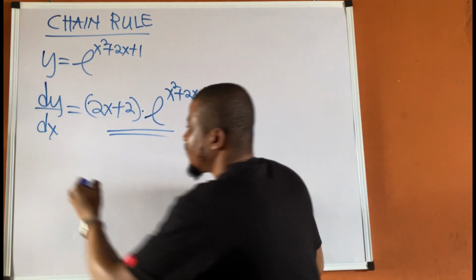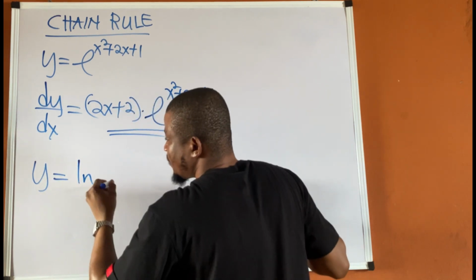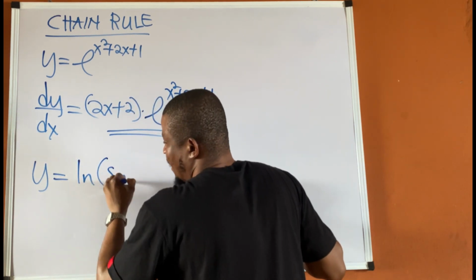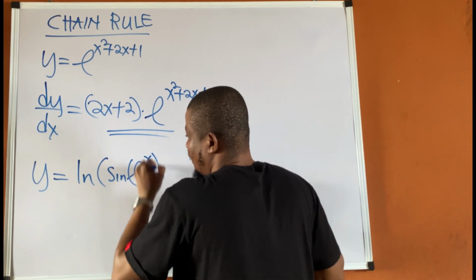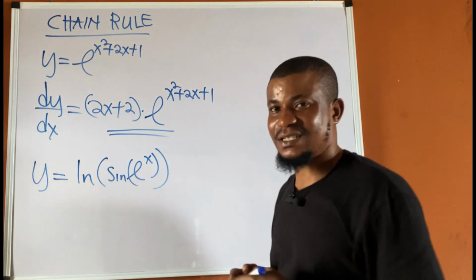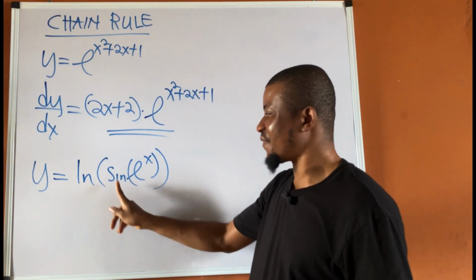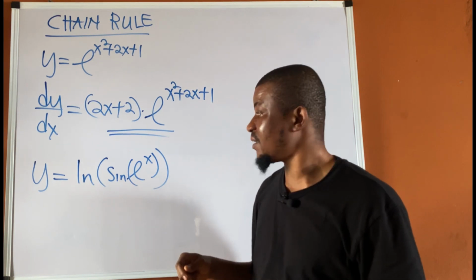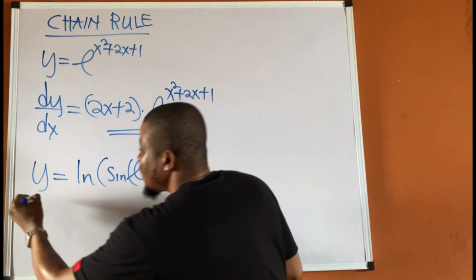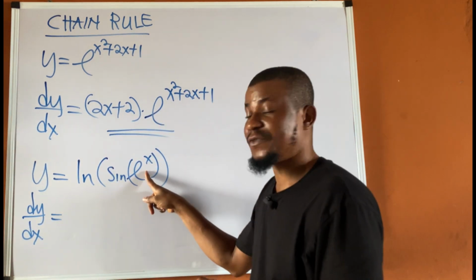What if I have this? Y equal to ln sine exponent x. Something like this. Let's look at this. This is y equal to ln of sine of exponential x. To simply differentiate this, we start with the inner one. So let's find dy dx. We go to the innermost function.